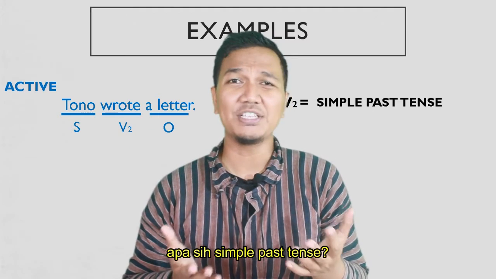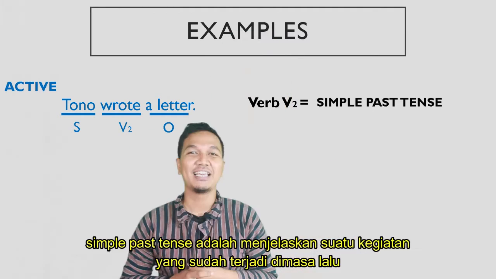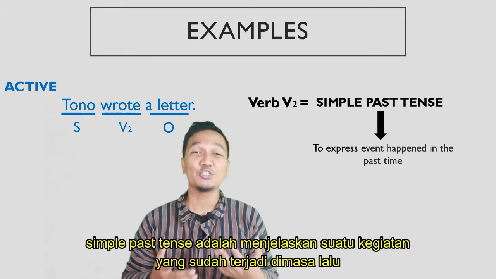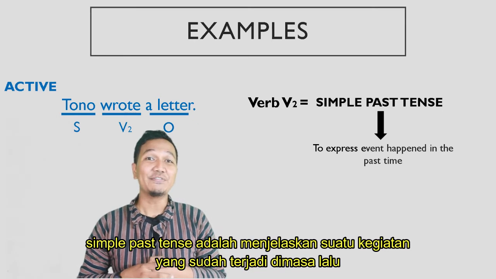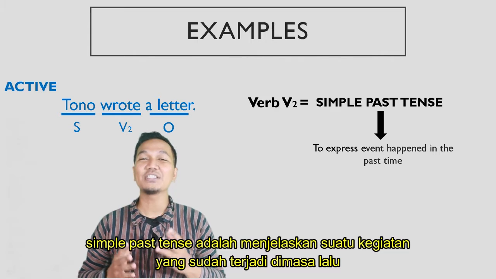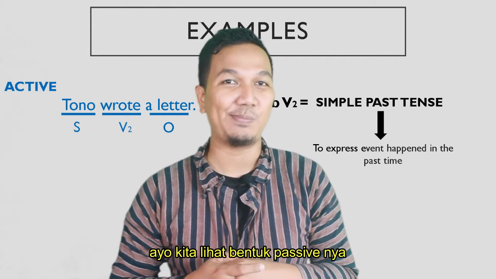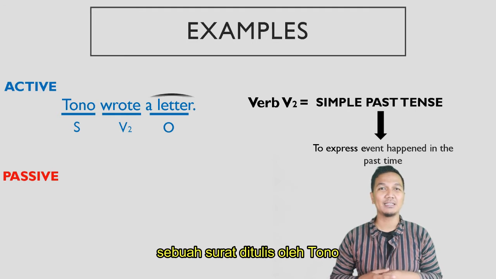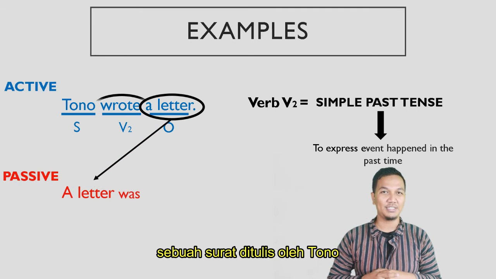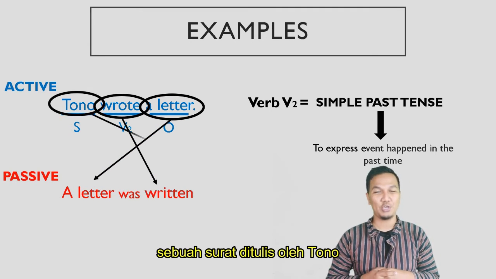Question: what is simple past tense? Simple past tense is to express an event that happened in the past time. Then let's take a look at the passive form. The passive form is a letter was written by Tono.